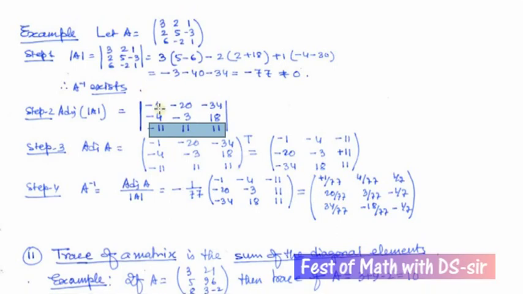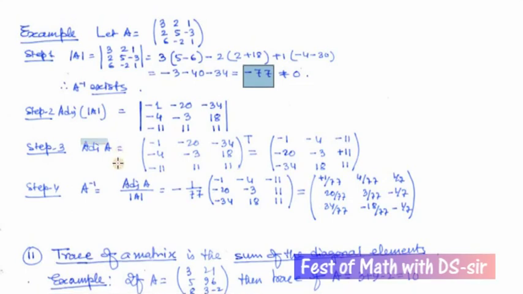In this case, say 3 into minus 1 is minus 3, 2 into minus 20 is minus 40, so minus 43, 1 into minus 34, so minus 77. 2 into minus 4 is minus 8, 5 into minus 3 is minus 15, so minus 23, 3 into minus 18 is minus 54, minus 54, minus 23, minus 77. So this way we will check this.